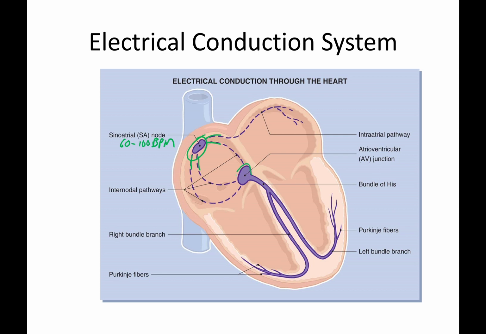You've got your AV node here, which again will hold on to that information, hold on to that electricity for a split second, and then relay it on down through the bundle of His, where it divides up into the left and right bundle branches. And of course your left bundle branch has a posterior fascicle and an anterior fascicle as well.